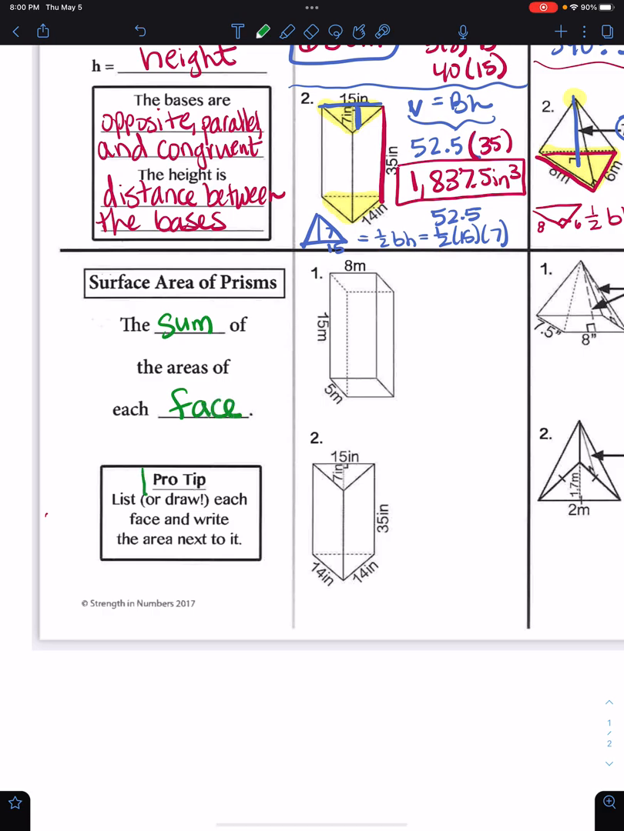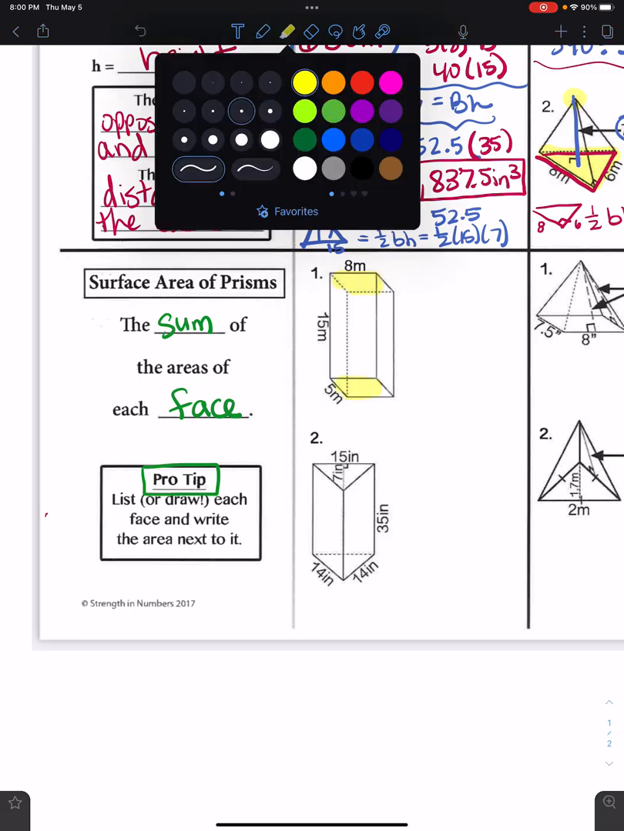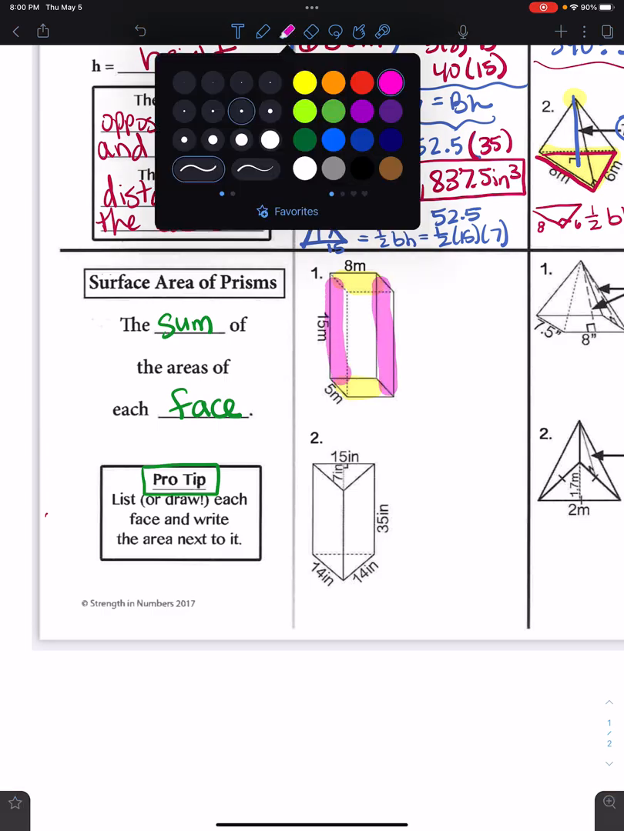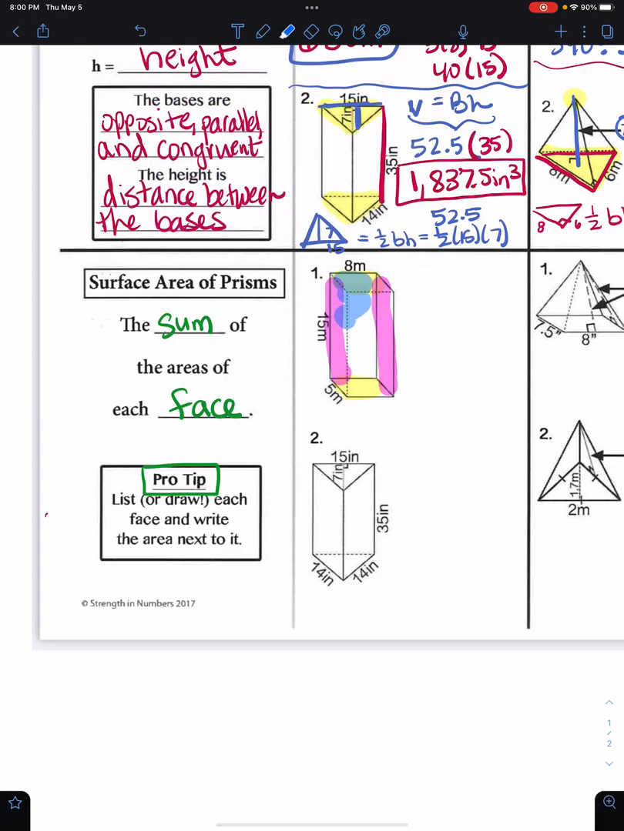So here is a pro tip. List or draw each face and write the area next to it. That way you don't forget any. If you look at shape number 1, it's made of 6 faces. Those 6 faces are the little ones at the top and the bottom, then the ones on the left and the right, and then the front and the back. Those are the 6 faces.